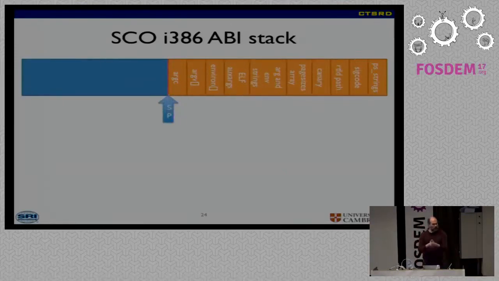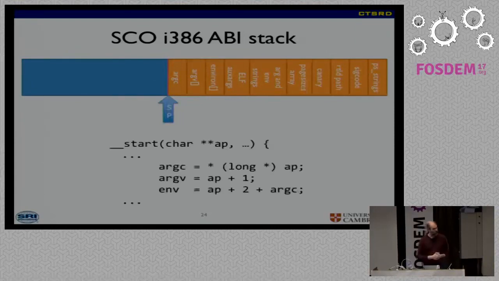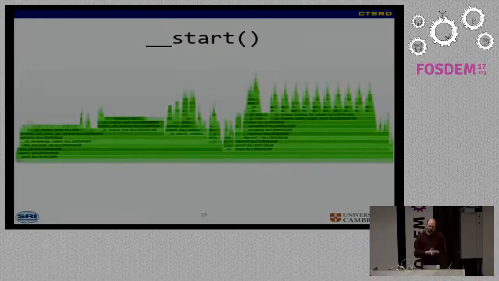So at this point, the stack pointer on return is set to argc, and it's also passed as the first argument to the start function. And that's used to derive values and get the arguments required for main ready to go. So now we're ready to jump into user space. Starting in __start, which is in execution for the entire life of the program.